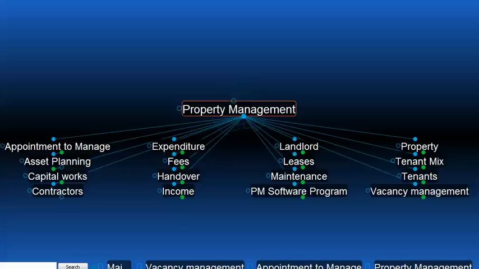Now let's have a look at perhaps some asset planning. After all, that's what you're there to do. You are there to manage the property. Now, asset planning actually occurs in the more complex properties that you can manage today.